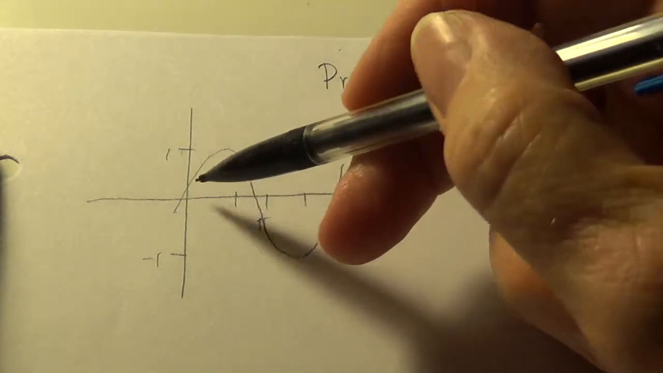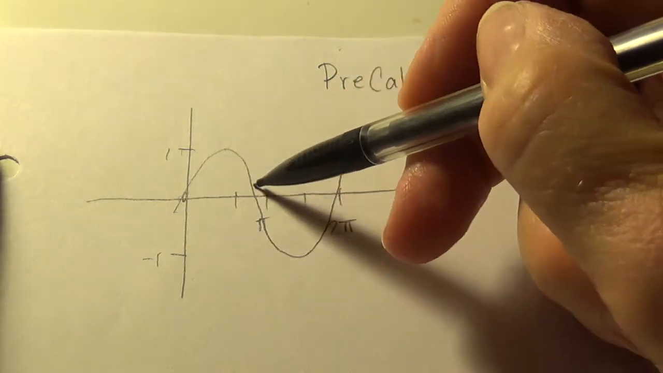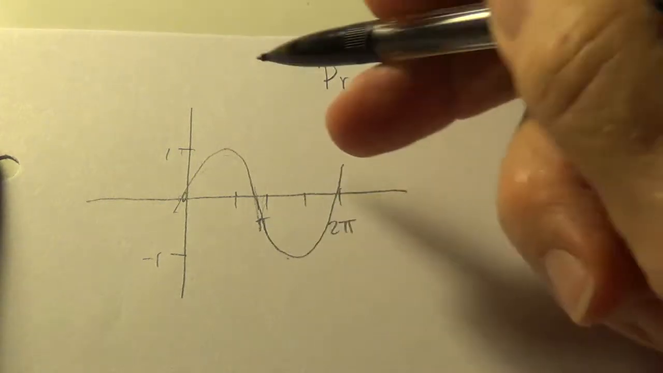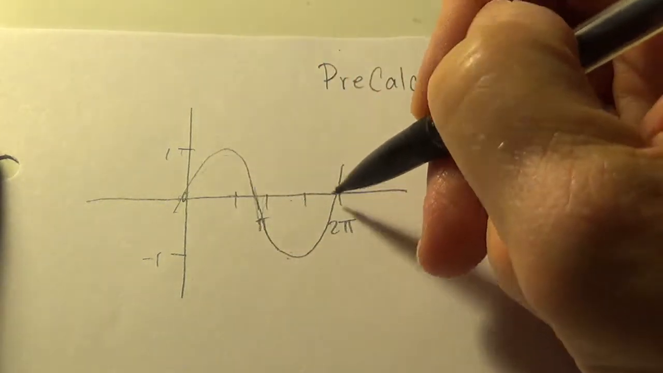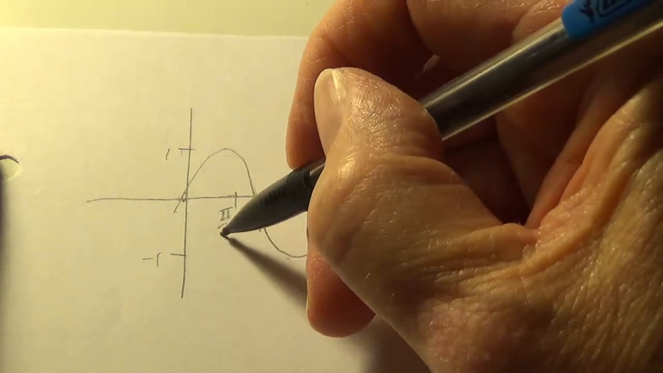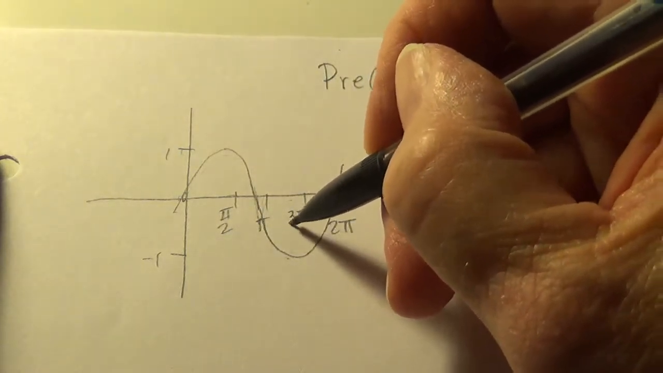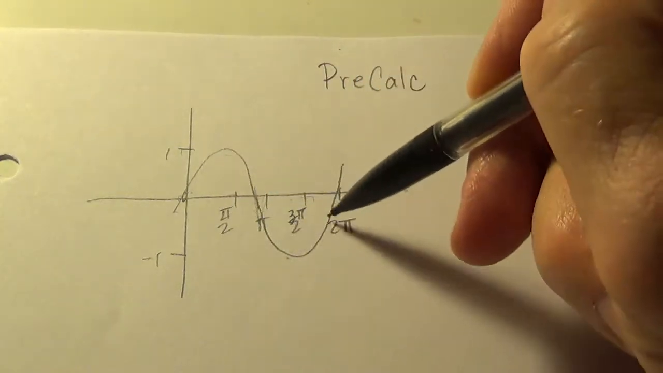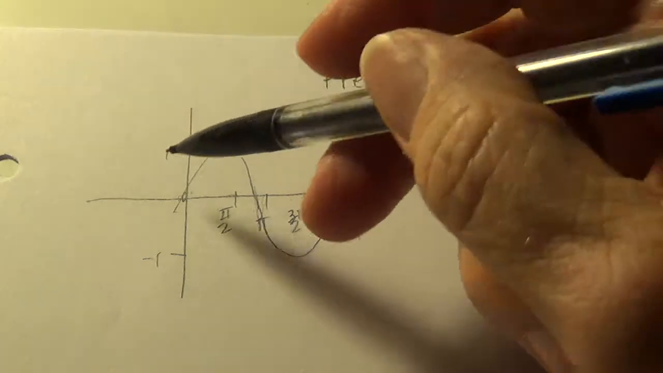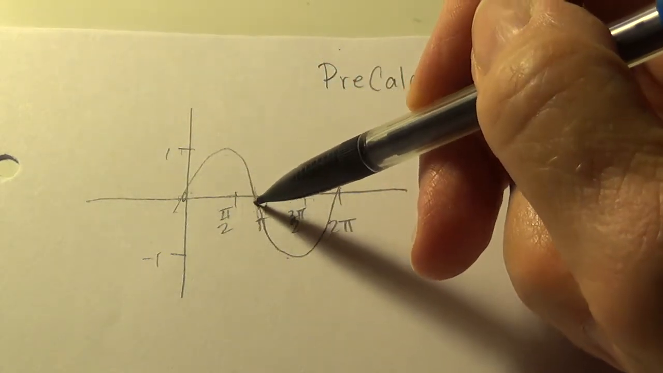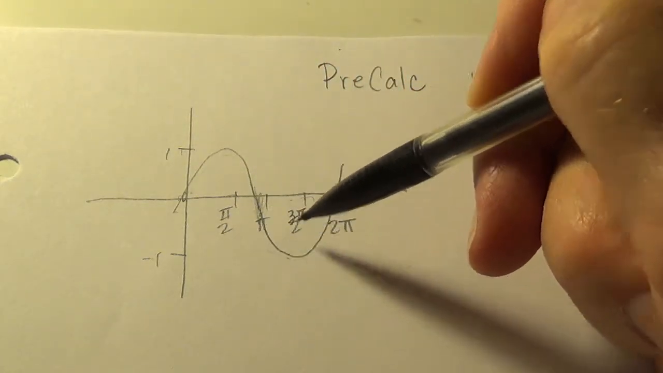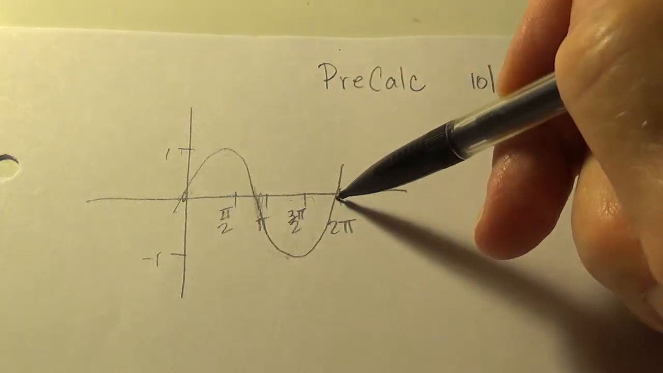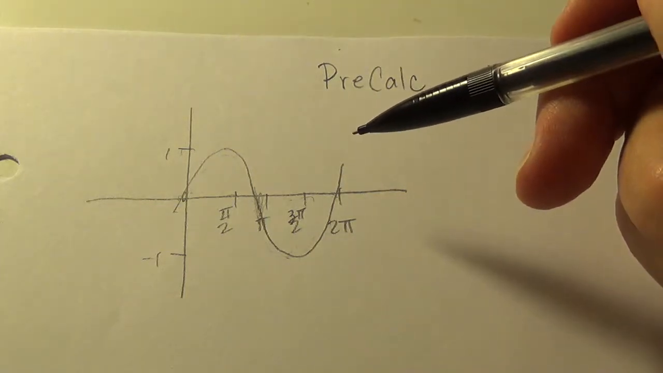It starts at the origin, goes up to 1, down through pi, and bottoms out at 3 pi over 2. I didn't even write all 4 in, but at least give me a couple so I know where you mean for it to be going through. You don't need all 4, but at least give me pi and 2 pi. Then it goes down through pi, bottoms out at 3 pi over 2 at -1, and comes back to the x-axis at 2 pi. Alright, we're pretty good with that.